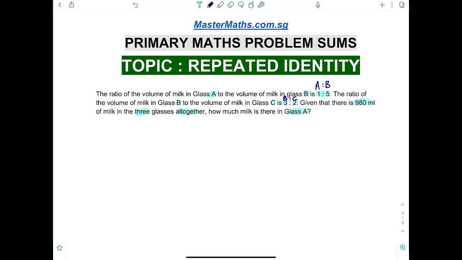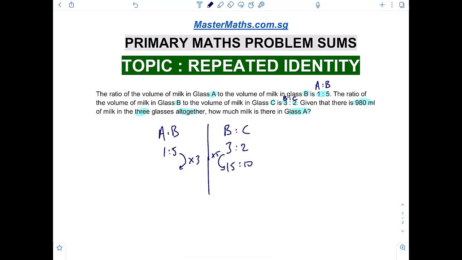in glass A? So what we can do is to make the repeated identity the same, then we combine the ratios. So 5 and 3, make it the same. Common multiple is 15, so times 3 here, times 5 here. And we'll have 15:10, and then on this side we have 3:15.